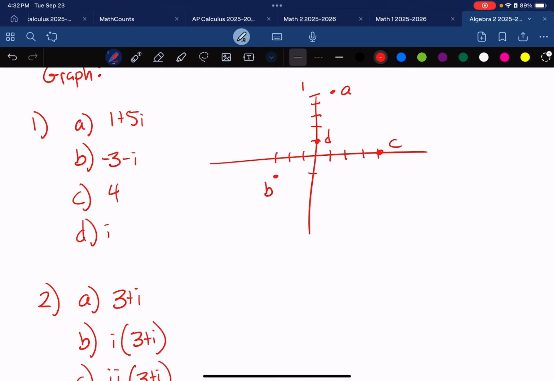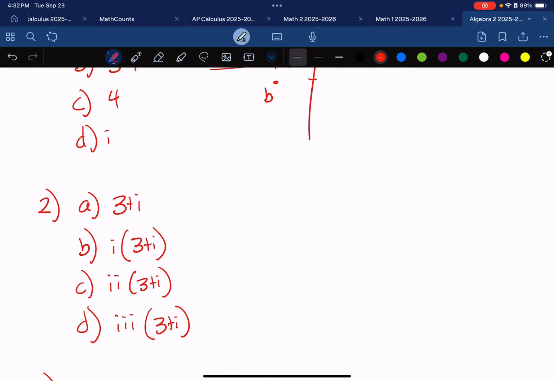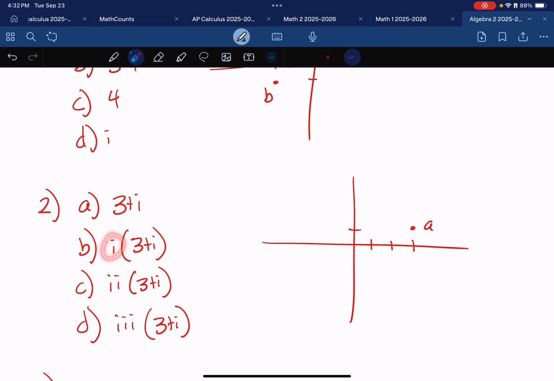i is in the imaginary axis going straight up. The real axis is this old x-axis running left and right. Again, we're graphing these. 3 plus i is 1, 2, 3, and then I go plus i right here. And this is going to be point A. And I know that anytime I multiply by i, that is really a 90-degree rotation going in this direction.